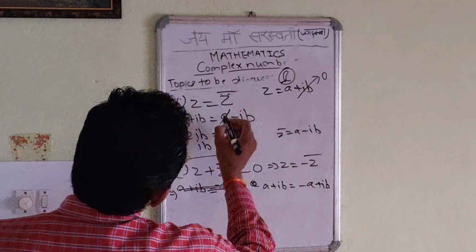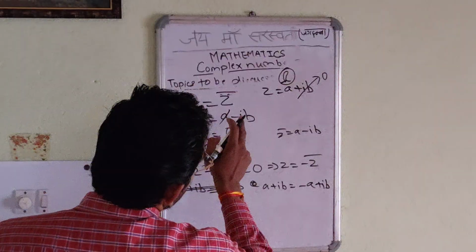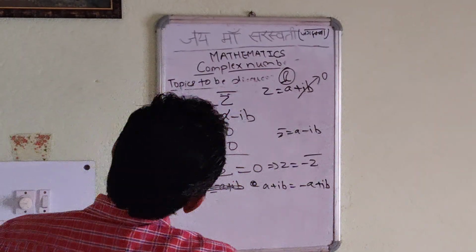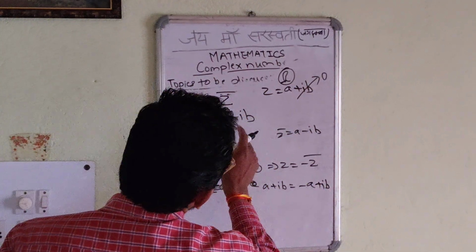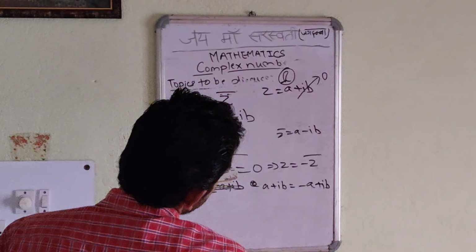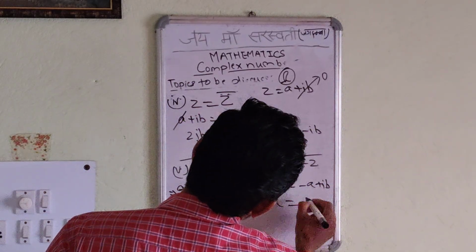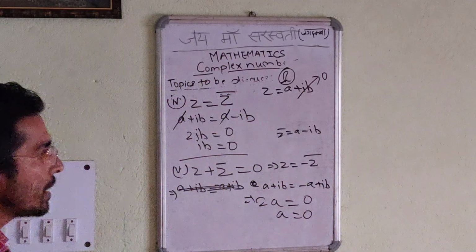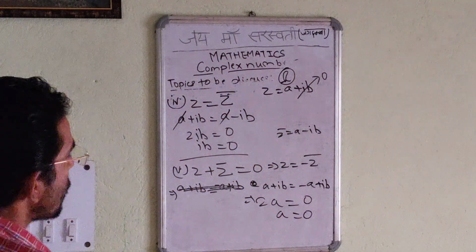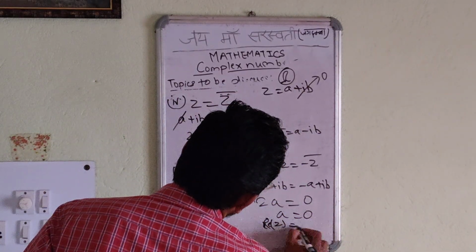Z is equal to z bar gives a minus ib, and if it is minus of z, then in this case it will be minus a plus ib. So it will be a plus a, 2a is equal to 0, so a is equal to 0. So we have seen here that the real part of the complex number is 0.